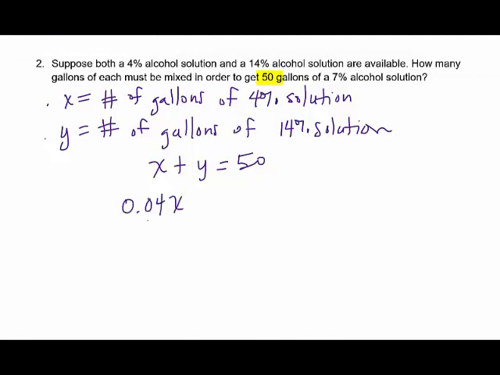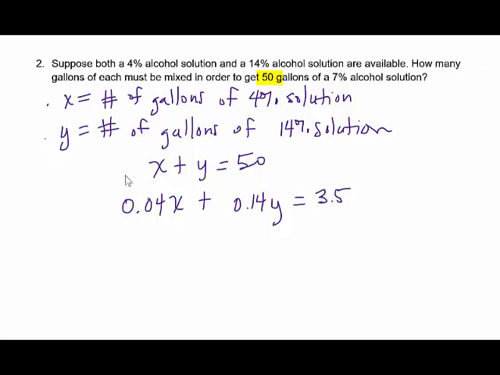0.04x, that would be the amount of alcohol in the first solution, plus 0.14y, and that's the amount of alcohol in the second solution, is equal to, we want the mixture to contain 7% alcohol, so 0.07, and we need to know what this is of, 0.07 times something, and that's however many gallons are in this mixture, which is 50.